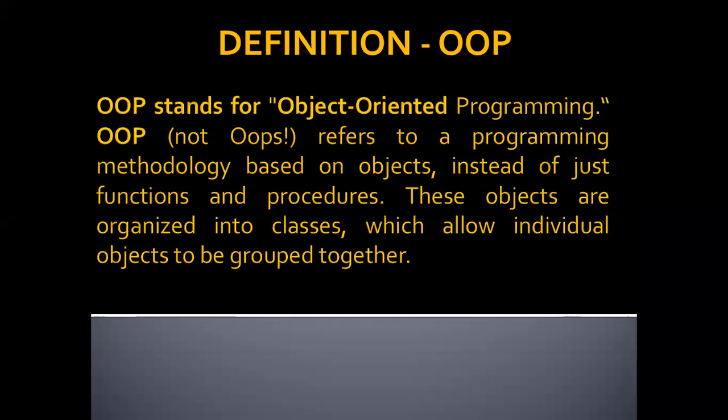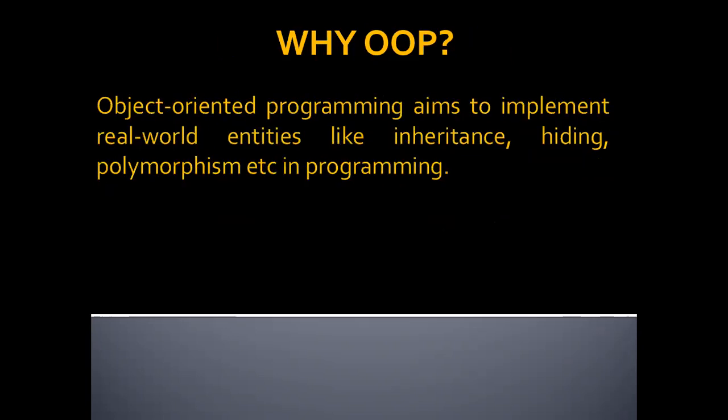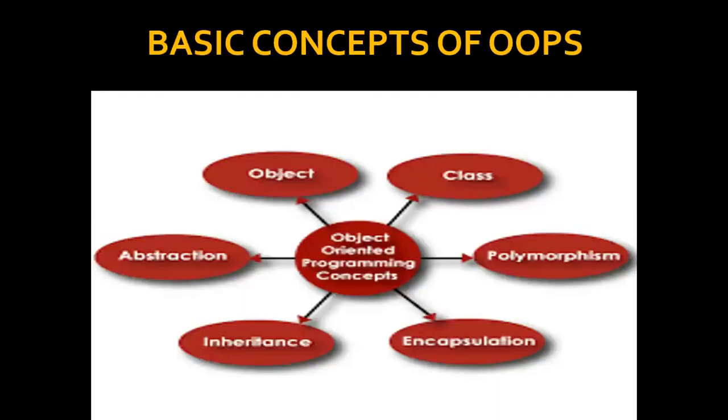In the upcoming slides, I have wonderful information for you with real-world examples for you to better understand. All right. So why do we need object-oriented programming? It aims to implement real-world entities like inheritance, data hiding, polymorphism, dynamic binding, and message passing in programming. So these are the basic concepts of OOPS: classes, objects, abstraction, inheritance, encapsulation, polymorphism, dynamic binding, and message passing.